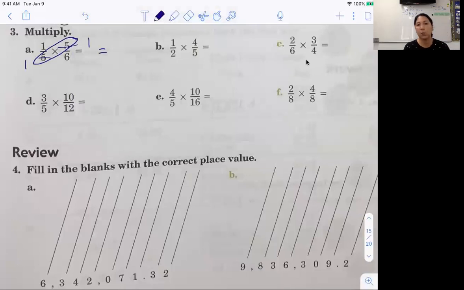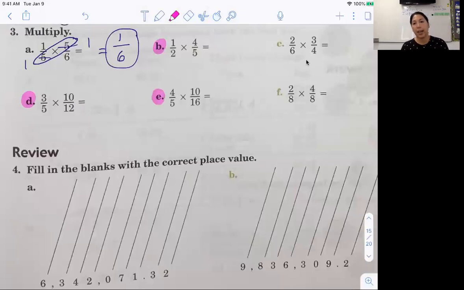All right, and now I can just multiply. Top times top, bottom times bottom. 1 times 1 is 1. 1 times 6 is 6. 1/6 is my answer. I want you to do B, D, and E by yourself.